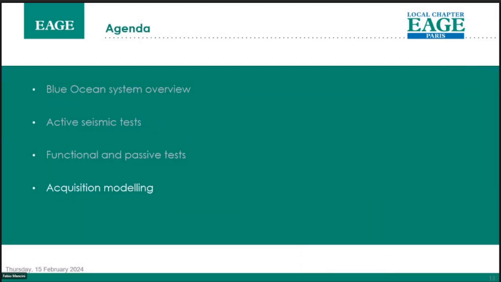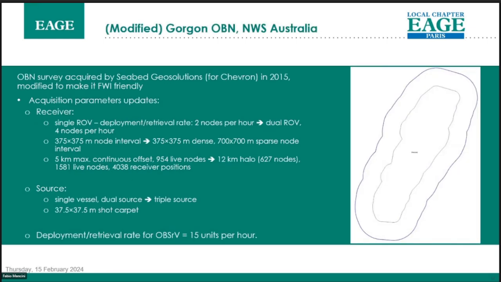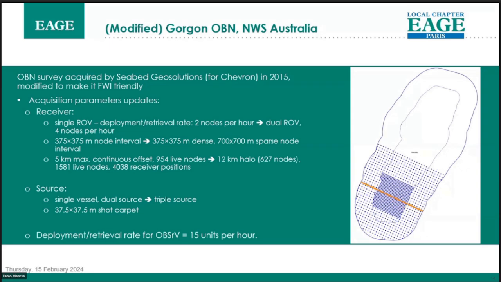And finally, I just want to do a modeling exercise to show what a full system would mean in terms of a seismic acquisition. I use as an example an OBN acquisition that was done in Australia in 2015. It's called the Gorgon field. It's an acquisition that was done for Chevron.